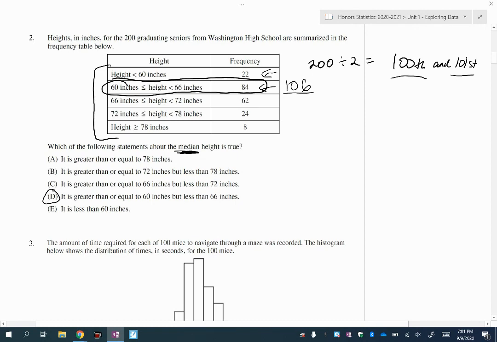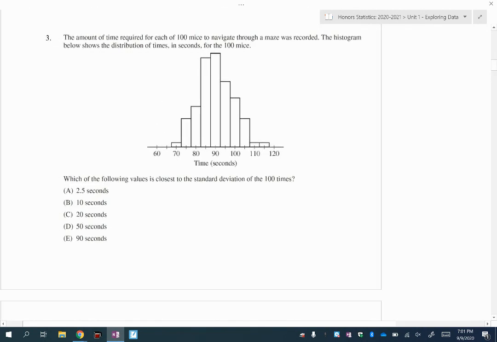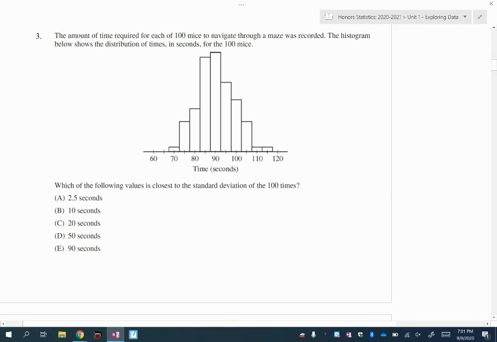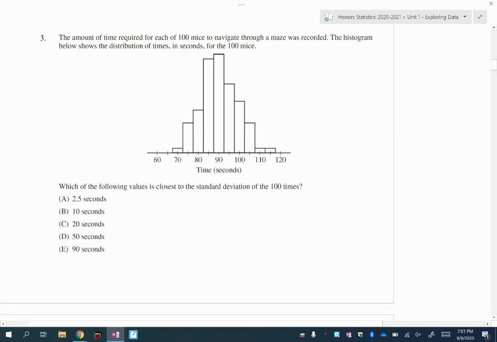All right. Let's keep going. Number 3 says the amount of time required for each of 100 mice to navigate through a maze was recorded. Here's the histogram. Which one is closest to the standard deviation? Now, this one is not really a trick like before with the median about using some algebra.